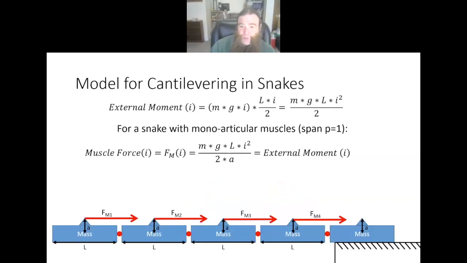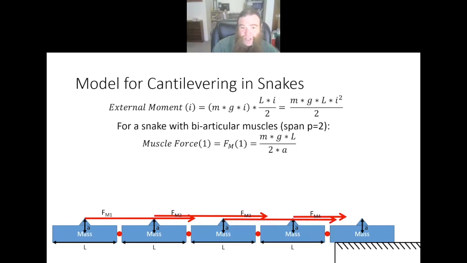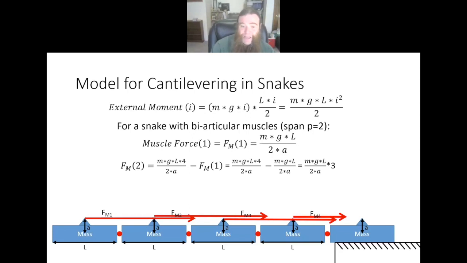So we do this, we treat this system fairly straightforward, and the simplest method is monoarticular. So if I have a monoarticular system where each muscle just connects to the next vertebrae, then the muscle force must be equal to the external moment. Pretty straightforward. So that's our baseline, and so that goes up with I squared. But now, if we have a simple biarticular muscle, for the first one, it's the same, because only one muscle spans the joint. But at the next joint, at joint number 2, hopefully y'all can see my mouse, the second joint along, then you have this higher force.